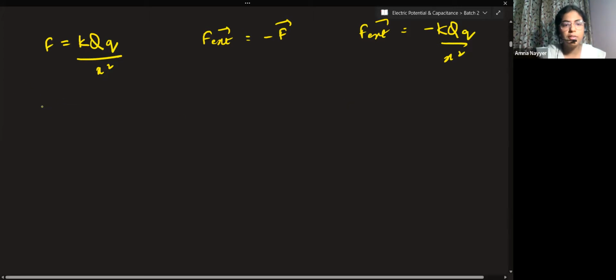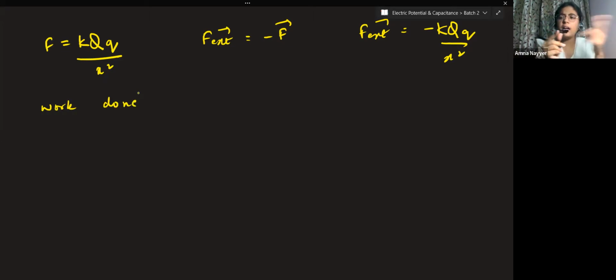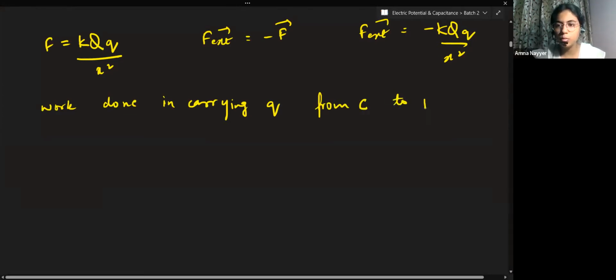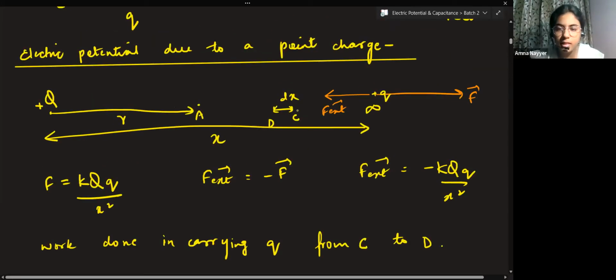Okay. So if I have to calculate work done, I'm not calculating work done from infinity to point A directly. I have just taken a very small displacement, and I'll expand it from infinity to that point R with the help of integration. So let me take work done in carrying Q from C to D. This is point C, this is point D. Separation between them is dx. If I get the work done for it, I can expand it from infinity to this point A.